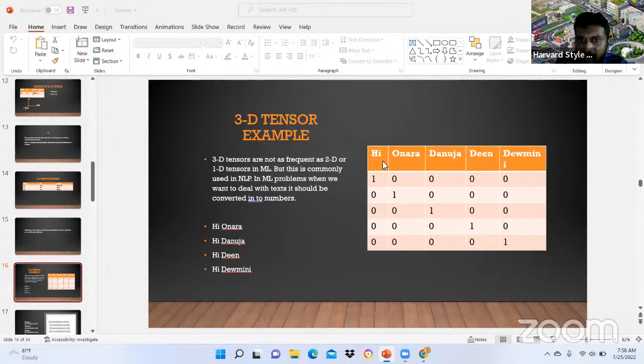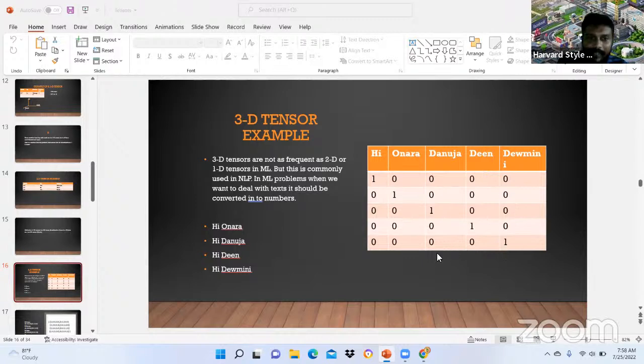That means only the Hi is there. Then Onara: if you want to take Onara, just put 1 for Onara and all the others will be 0. The same for Danuja: 1 for Danuja and all these others 0. Dean also the same way, Devmini also the same way. You can see now this diagonal consists of 1s. All the others are 0.